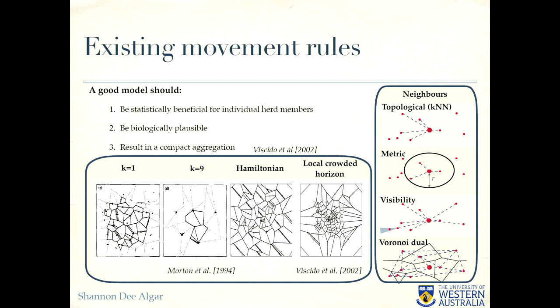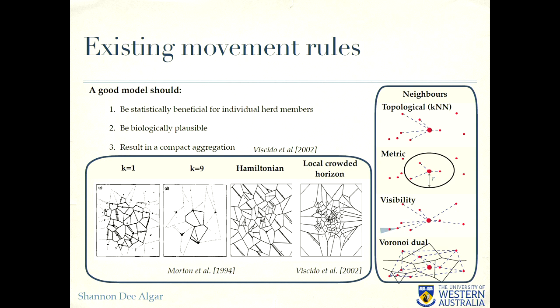And the local crowded horizon maps all particles onto a circle centered at the individual of interest, and the size that those particles occupy on the circle is a function of their distance to that individual. They then move towards the densest region. So both of these two use a visibility network where some particles are just occluded from vision, but otherwise all are visible. I'm going to use a Voronoi dual for my interaction network. It's the Delaunay triangulation, or the mesh that was mentioned previously.